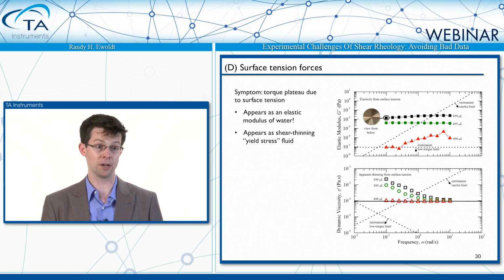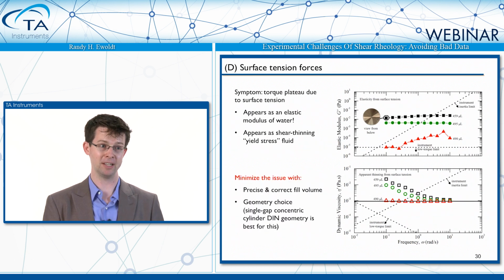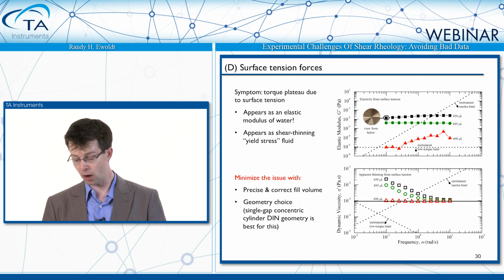How does that look on viscosity versus frequency? Dynamic viscosity, it looks again like it's sort of shear thinning because we have these plateaus in the torque. So does water have an elastic modulus? My strong argument would be no. But surface tension makes it look like it has a modulus. So how can you avoid these things?